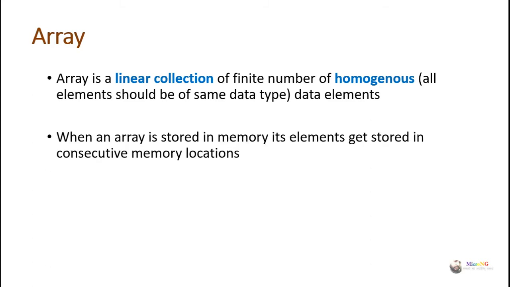When an array is stored in memory, its elements get stored in consecutive memory locations. So array becomes a linear data structure because it gets stored into the memory in consecutive memory locations one after another, so it will be able to move from one to another in linear order. So array is a linear and homogeneous data structure.